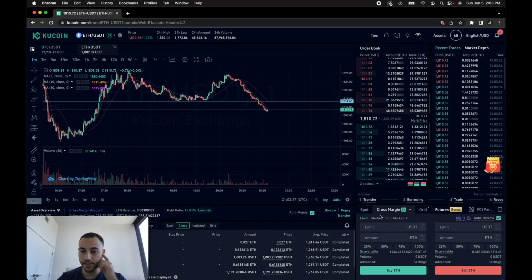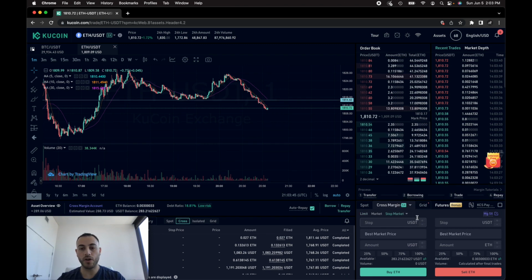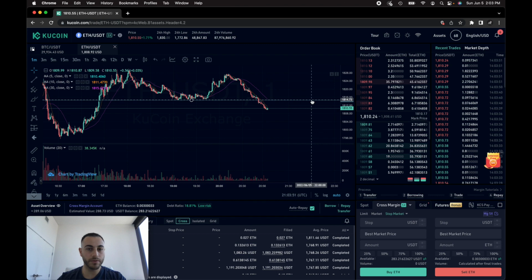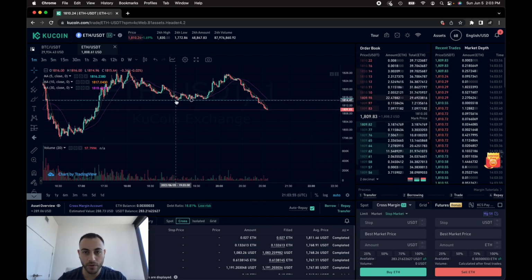You can add a stop loss order. So just like when you're longing a position, you add a stop loss, you can also add a stop loss when you are shorting a position. I always recommend you do stop market, and you're going to do stop market above the resistance that you desire to put a stop loss on. So when Ethereum broke below the 1815 support, our desired stop loss should be at around 1816.